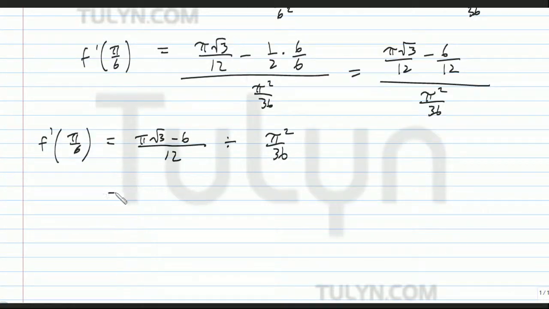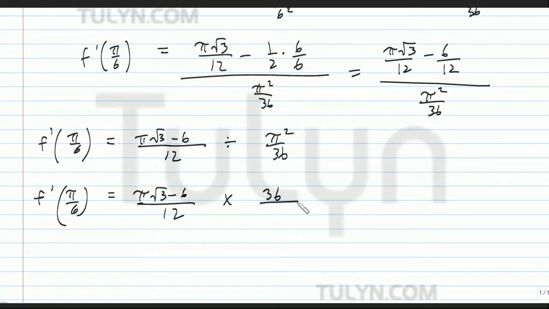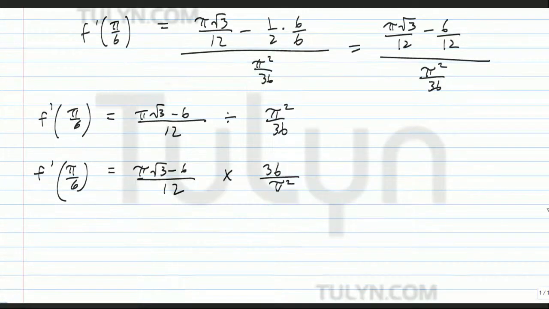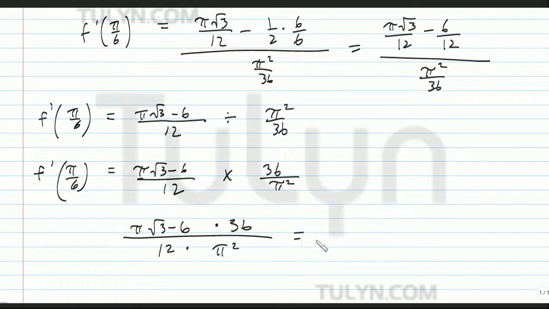And whenever you divide fractions, you're going to multiply by the second fraction's reciprocal. So go ahead and flip that over, and it's going to be 36 divided by pi squared. And just go ahead and multiply across. So it's going to be pi radical 3 minus 6 times 36 over 12 times pi squared. And go ahead and see if you have anything in common between the pi and the pi. Divide by pi, you're going to get pi divided by pi is 1. Pi squared divided by pi is pi.